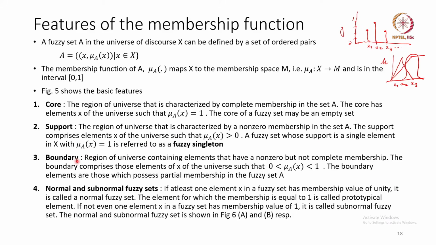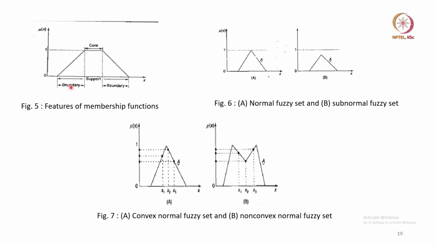Then you have the boundary region. The boundary region is from the support: if you remove the core, then you have the boundary region, that is, the elements of X which have membership value less than 1 but greater than 0. So this will give you your boundary region.